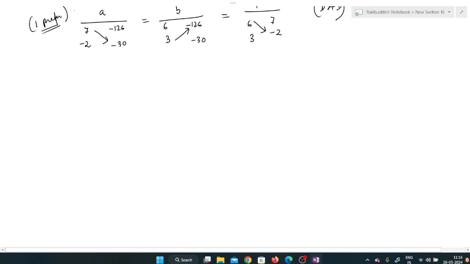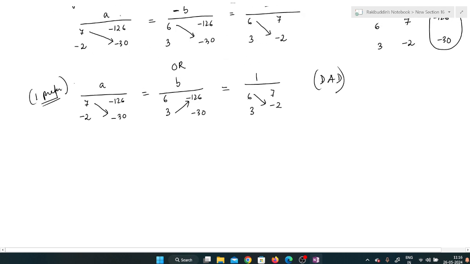Now how to begin with this? We have a by. Now why have I given one arrow? This arrow signifies that we will multiply these two terms first. The numbers connected by an arrow will be multiplied first. So here I am multiplying 7 by minus 30. Then the numbers where there are no arrows will be multiplied second. So I'm multiplying minus 2 by minus 126. Now from the formula, a negative sign will come in between.